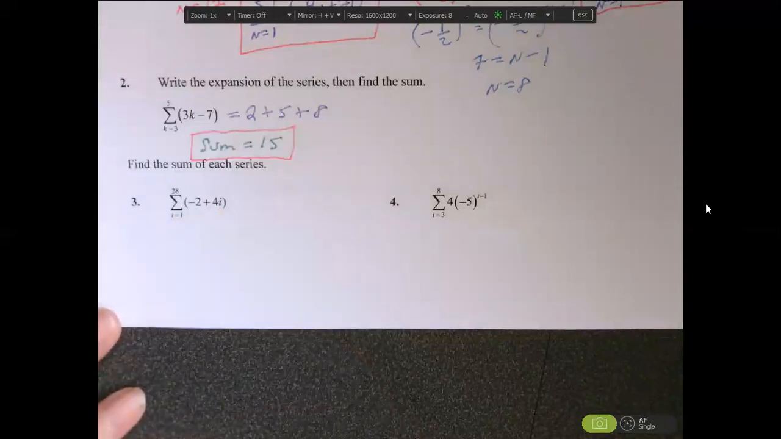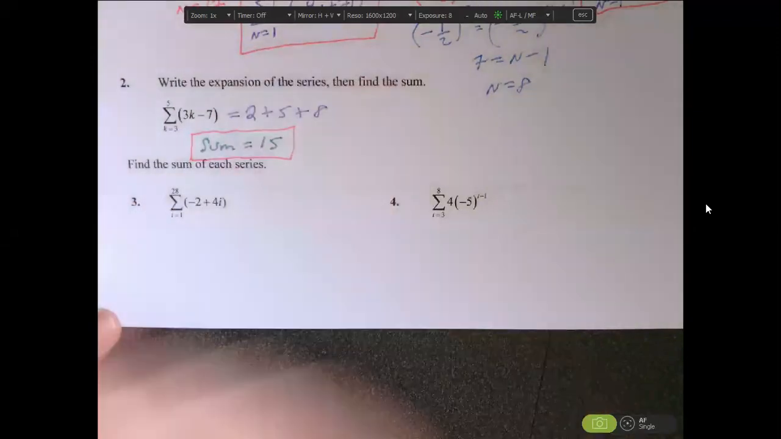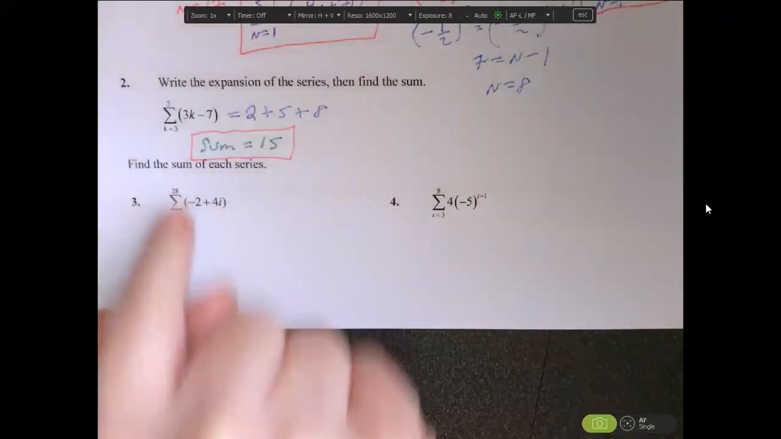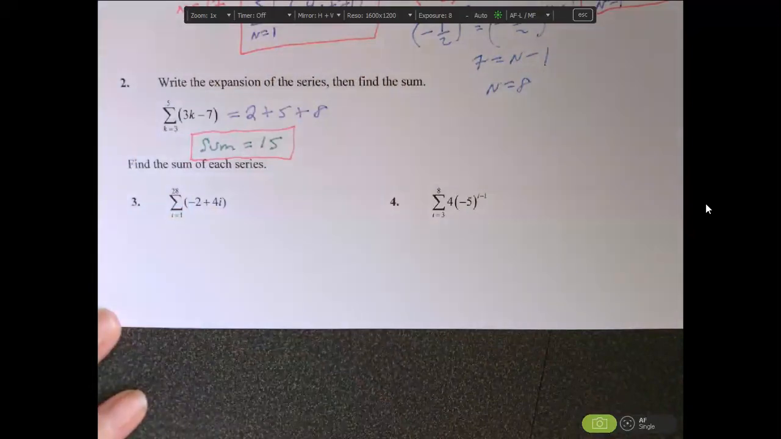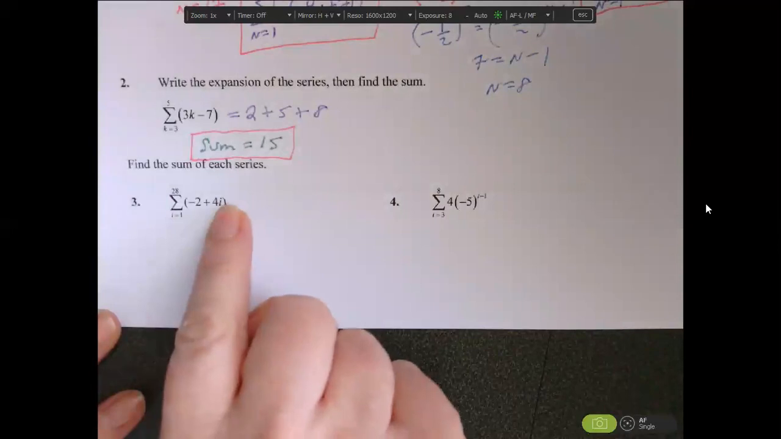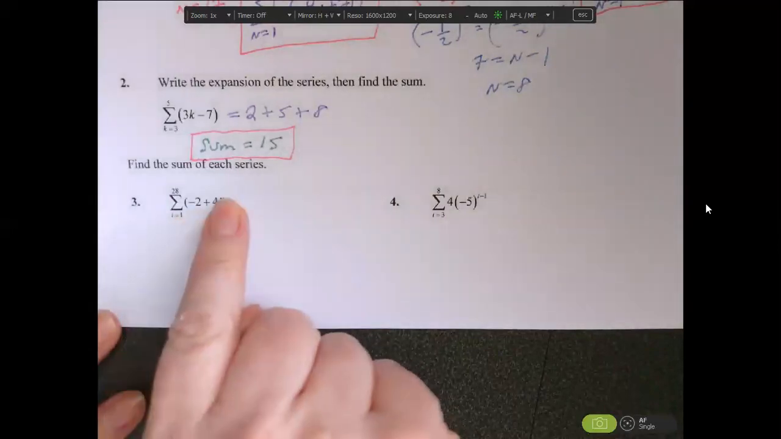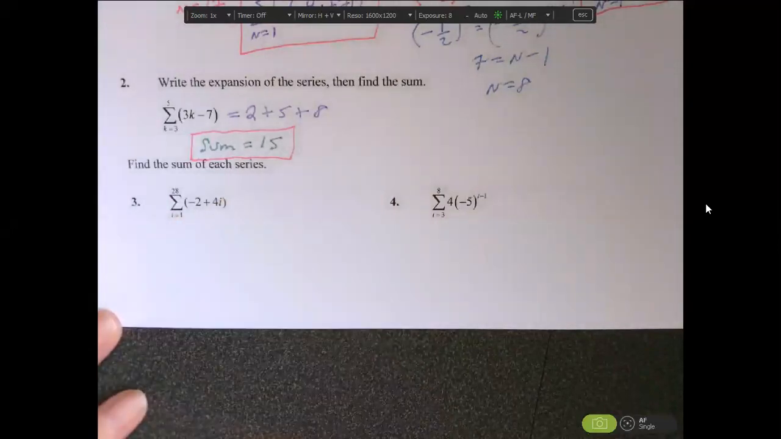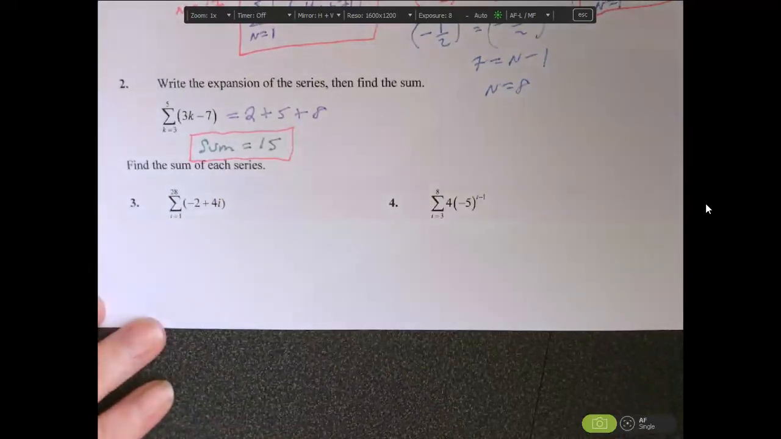Notice the last couple problems didn't use an n like I did above. It used a k here and an i here. It doesn't really matter what you use. Just be consistent. If you say i here, you have to have an i here. If you say n here, you have to have an n here. For some reason, they tend to use i quite a bit, but n's fine.